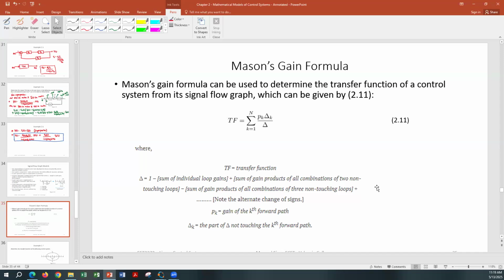The sum of the gain products of all combinations of two non-touching loops. We never really go to the third one, because I have not seen an occasion, at least in this class, with three non-touching loops. There are some with two non-touching loops, but not three. So that's the denominator delta, which is what we call the determinant. And the numerator delta K is the part of delta not touching the kth forward path. So any part of delta which is not touching the kth forward path is delta K. When we do the problems, you will understand how to implement this, because just explaining it is a little difficult.